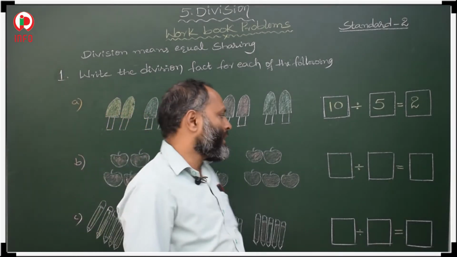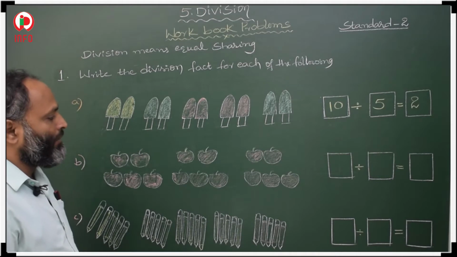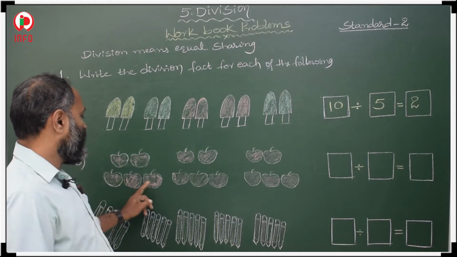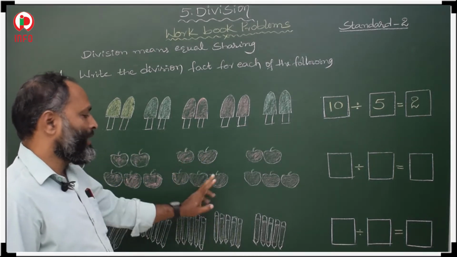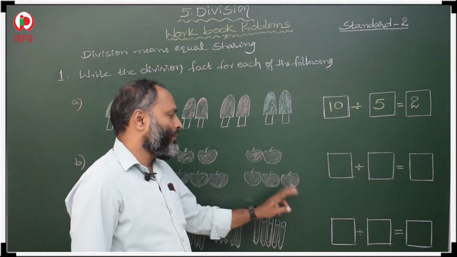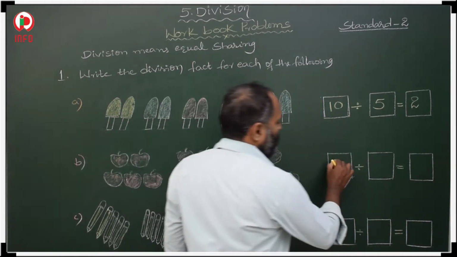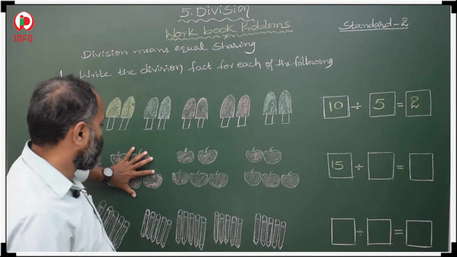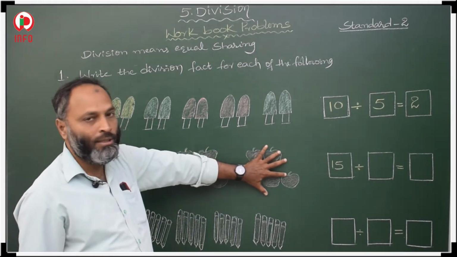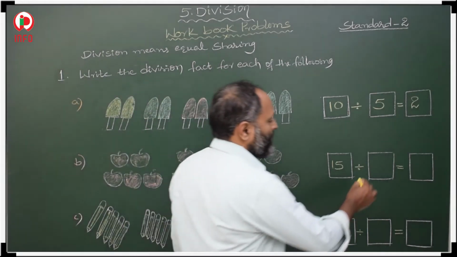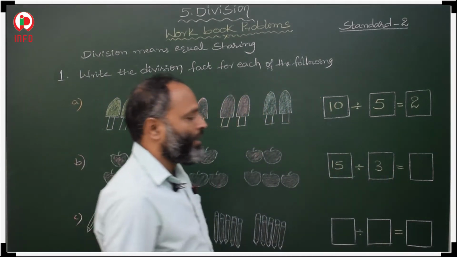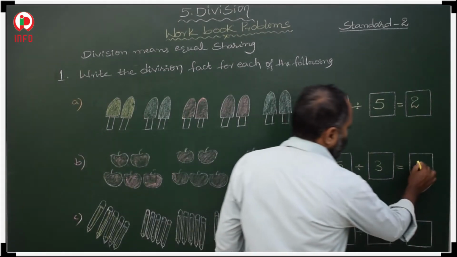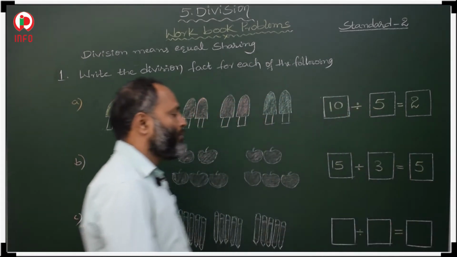Okay. Now, the next. Here some apples are given. First we have to count how many apples there are: 1, 2, 3, 4, 5, 6, 7, 8, 9, 10, 11, 12, 13, 14, 15. Total 15 apples. Then how many groups are there? This is the first group, second group, third group. Total 3 groups. If 15 apples are divided into 3 groups, then we get 5 apples in each group.